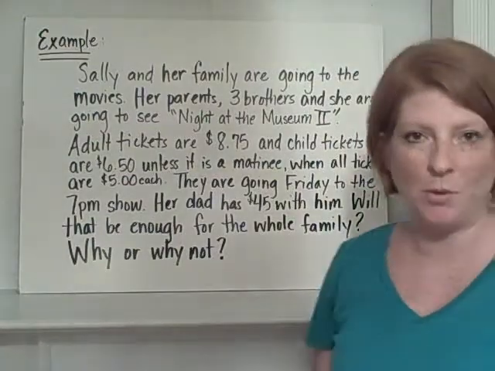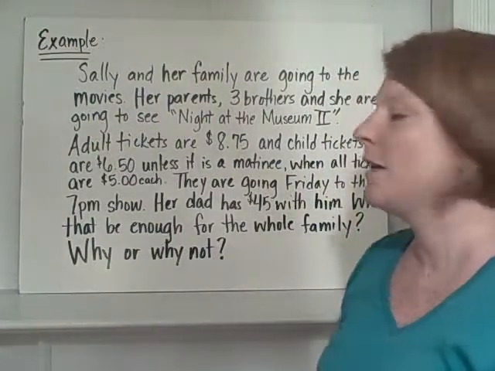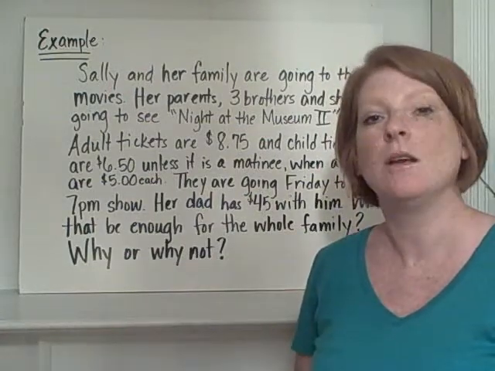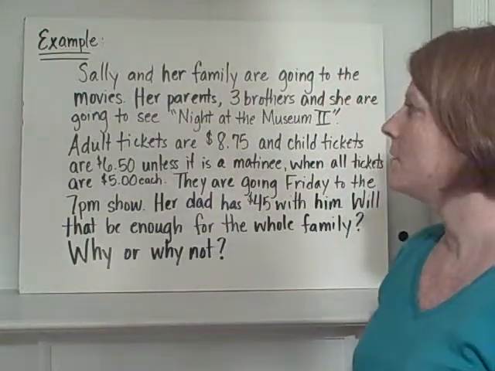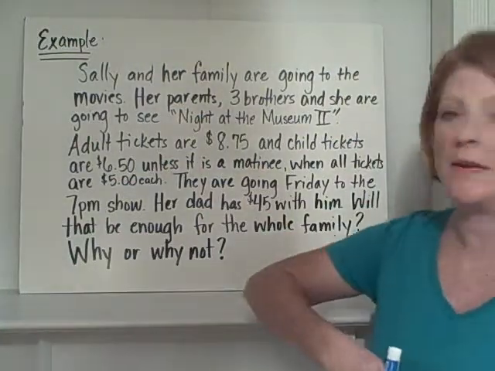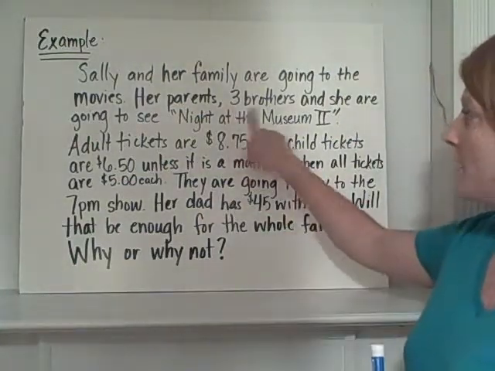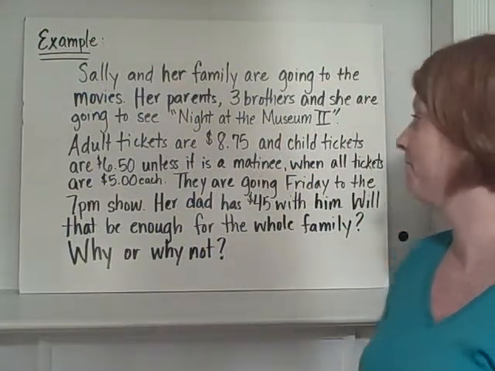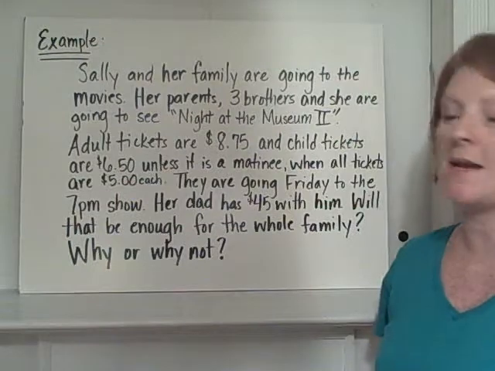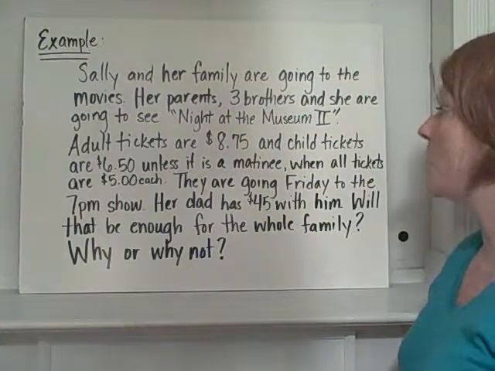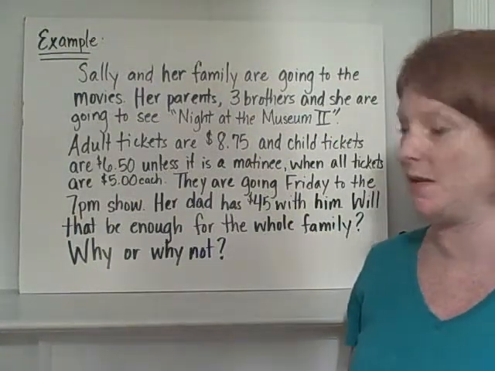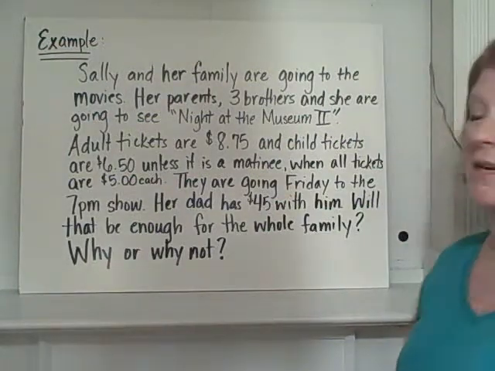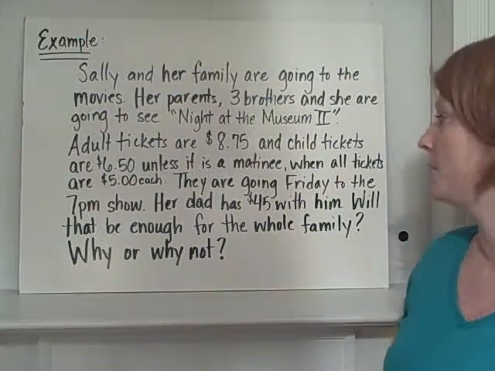Let's look at an example of a real-life word problem and see how we can apply a problem-solving strategy to come up with our answer. Sally and her family are going to the movies. Her parents, 3 brothers, and she are going to see Night at the Museum 2. Adult tickets are $8.75 and child tickets are $6.50 unless it is a matinee. And that's when all tickets are only $5 each.